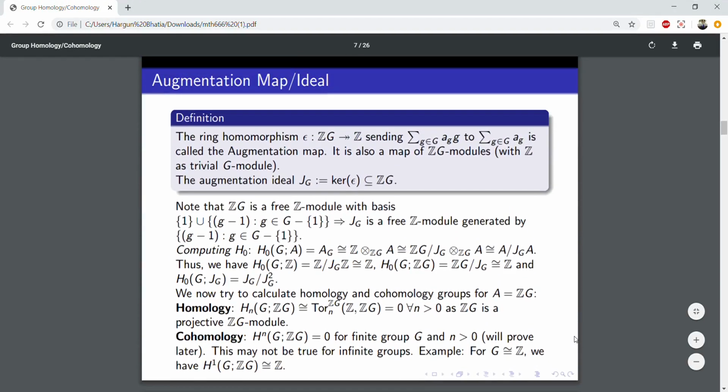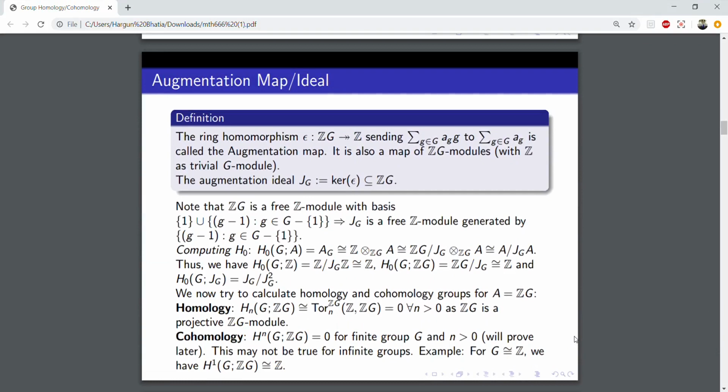So next we define what we call the augmentation map. Recall the map epsilon from ZG to Z, which sends every group element to 1. So we define this map from ZG to Z, sending every group element to 1, extended linearly. So it sends the summation of a_g g to the summation of a_g. Notice this map is Z-linear, but actually it's a ring homomorphism, and it's also a map of ZG modules with Z being the trivial G-module. So this map is what we call the augmentation map.